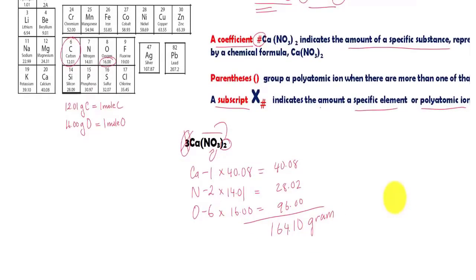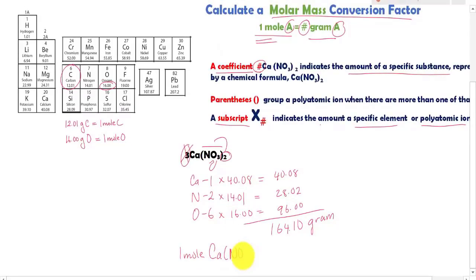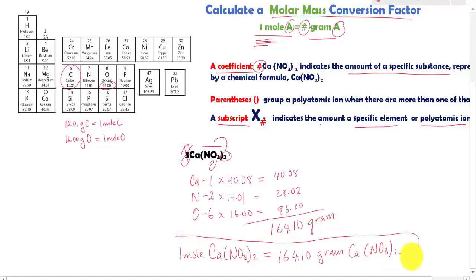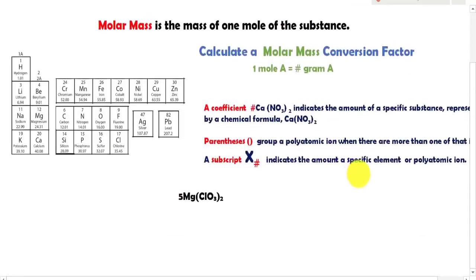How do we express this as a conversion factor? Of course, we will have 1 mole of the substance. In this case, the substance is Ca(NO3)2. Notice I don't care about the 3 because we are looking for 1 mole of a substance equal to 164.10 grams of Ca(NO3)2. And this is a conversion factor that we can now apply to the stoichiometry flowchart. Let's try another one.